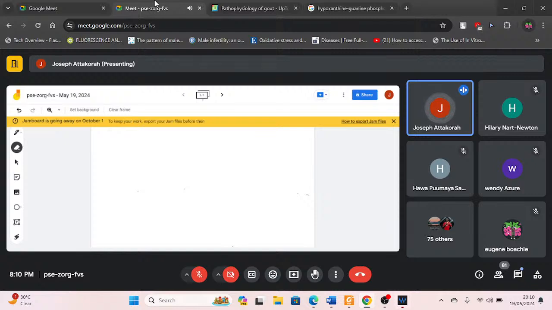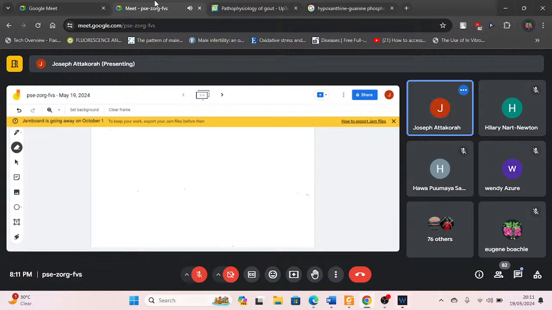Yeah, so when uric acid gets into the bloodstream, it has a solubility limit. It's soluble, but it has a limit. Monosodium urate has a solubility limit. The limit is 380 micromole per liter. When you exceed this limit, then there will be crystallization.